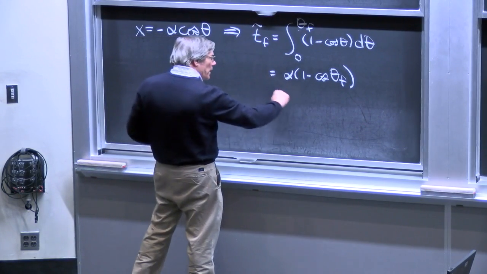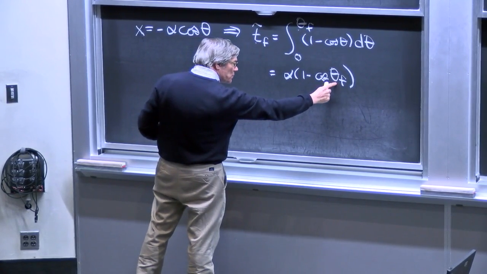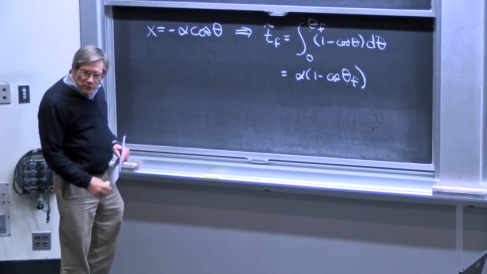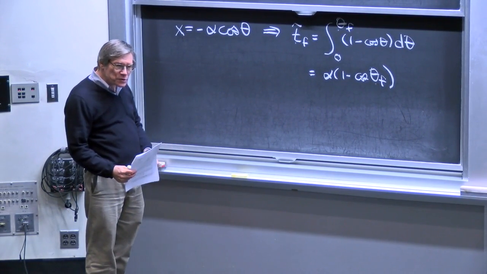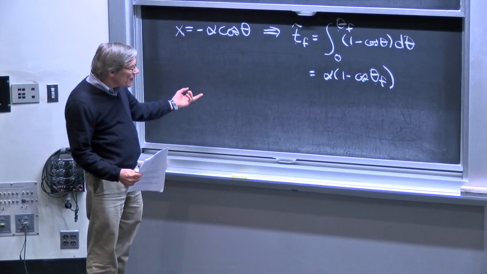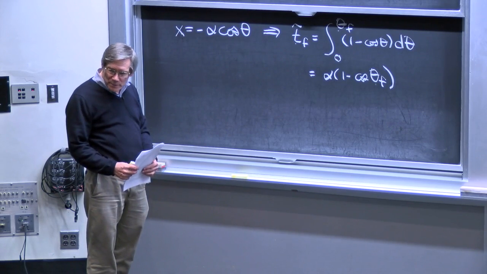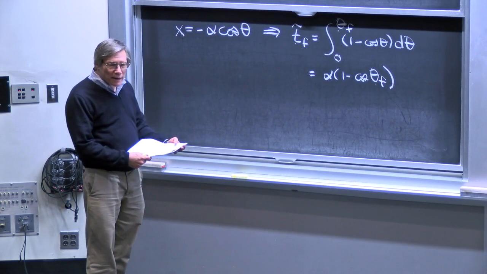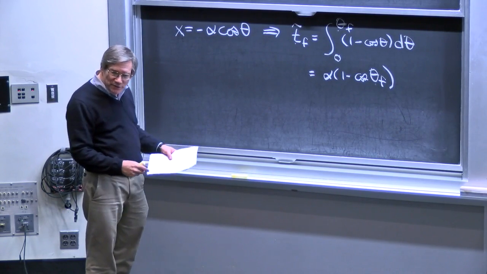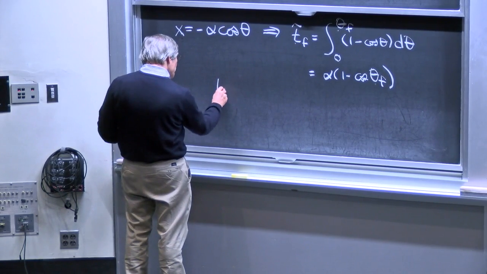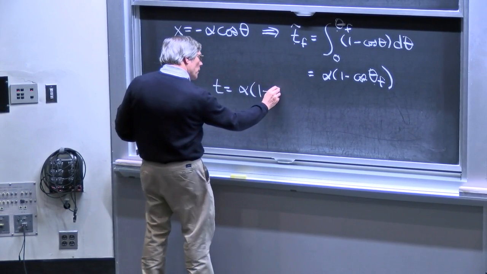So this, in fact, becomes half of our solution. It expresses t sub f in terms of theta sub f. And now that we're done with the whole problem, I'm going to drop the subscript f. There's just some time that we're interested in, which is called t. And the value of a at that time will be called a, and the value of theta at that time will be called theta. I'm just going to drop the subscript everywhere, because the subscript is everywhere, so dropping it does not lose any information. So one of our equations is going to be simply t is equal to alpha times 1 minus cosine theta.